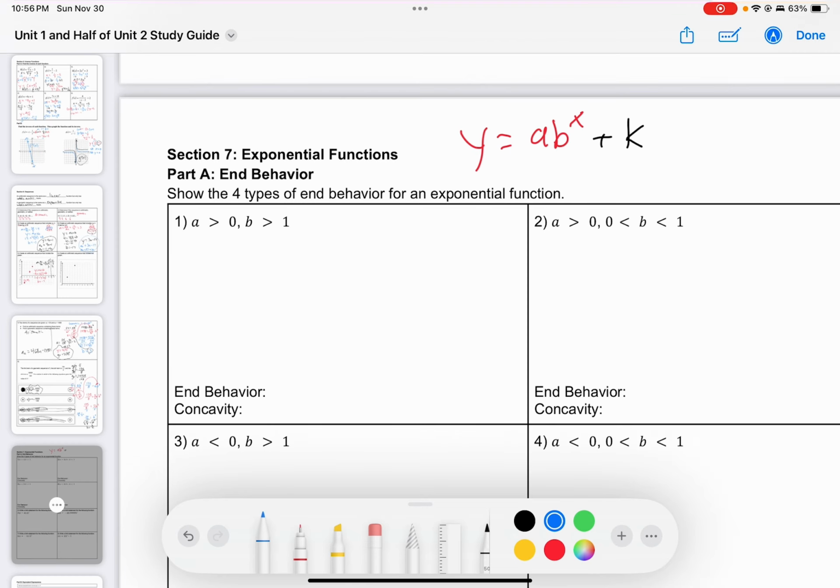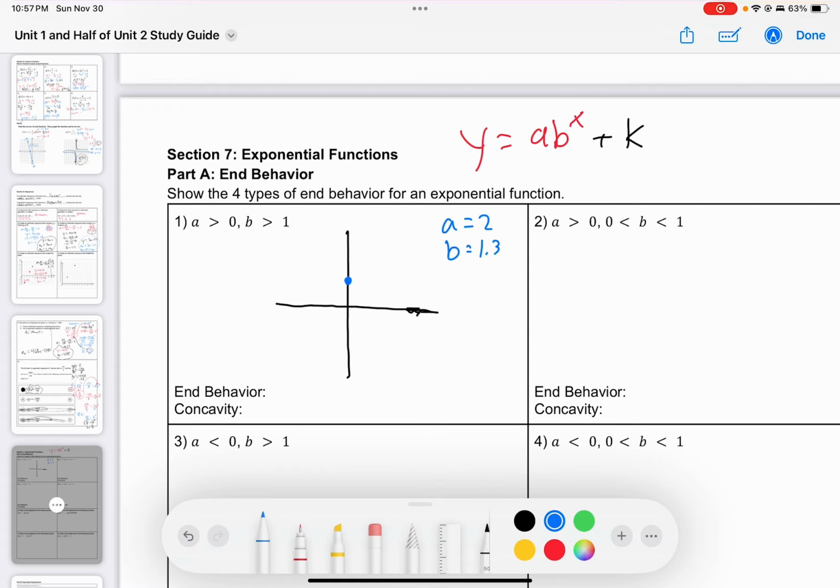Okay. So if A is greater than 0, what does that mean? Well, it means that this A is positive. So A is a positive number, and B is greater than 1. So that means A is going to tell us where we start. So if A is a positive number, that's going to be where we start. So maybe here. Let's just say for a second A is 2, that's greater than 0. And B is greater than 1, let's just say B is 1.2 or 1.3.